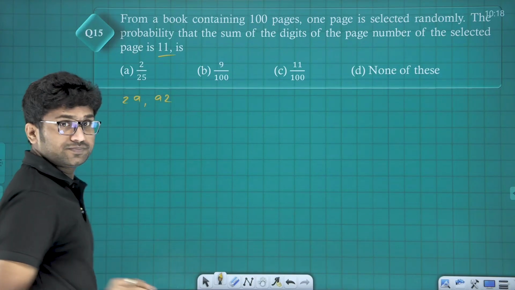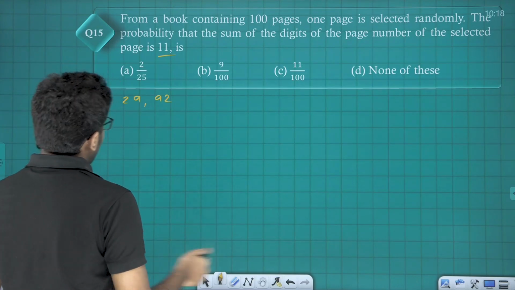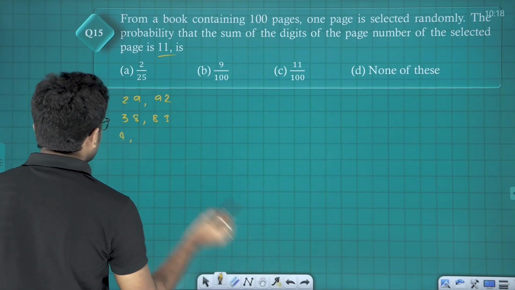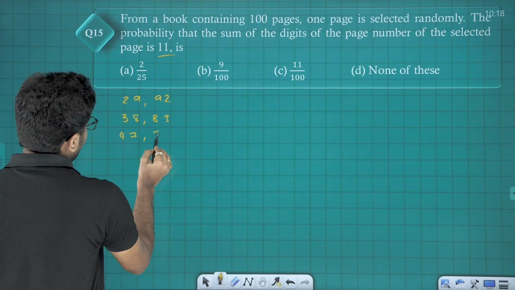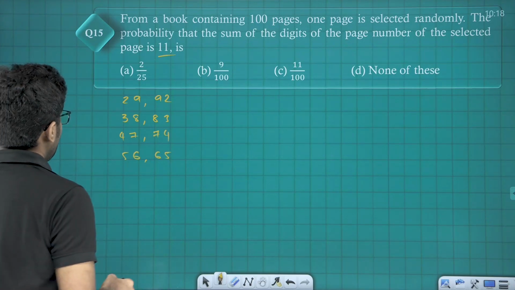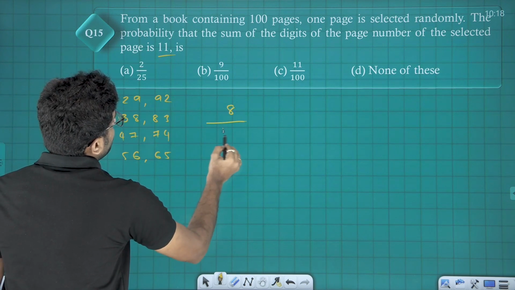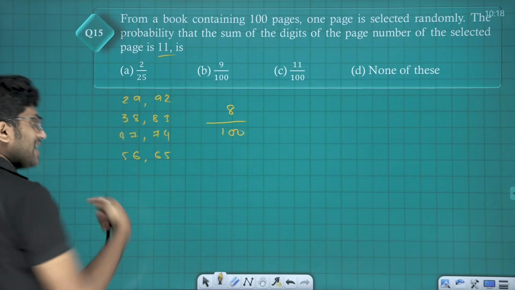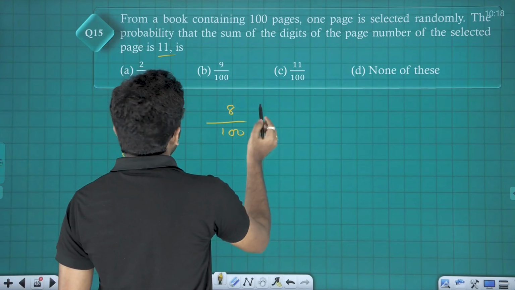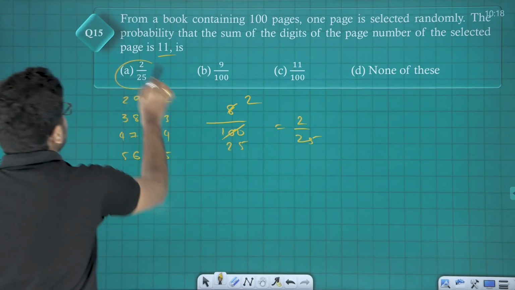So 2-digit number starting with 29, 92. If the page shows 29 or 92, sum of the digits will be 11, next 38 or 83, 47 or 74, next 56 or 65, that's it. So 1, 2, 3, 4, 5, 6, 7, 8. Out of 100, if the page shows either of these 8, they are the only favorable outcomes that we have. So required probability is 8 by 100, which is 2 by 25.